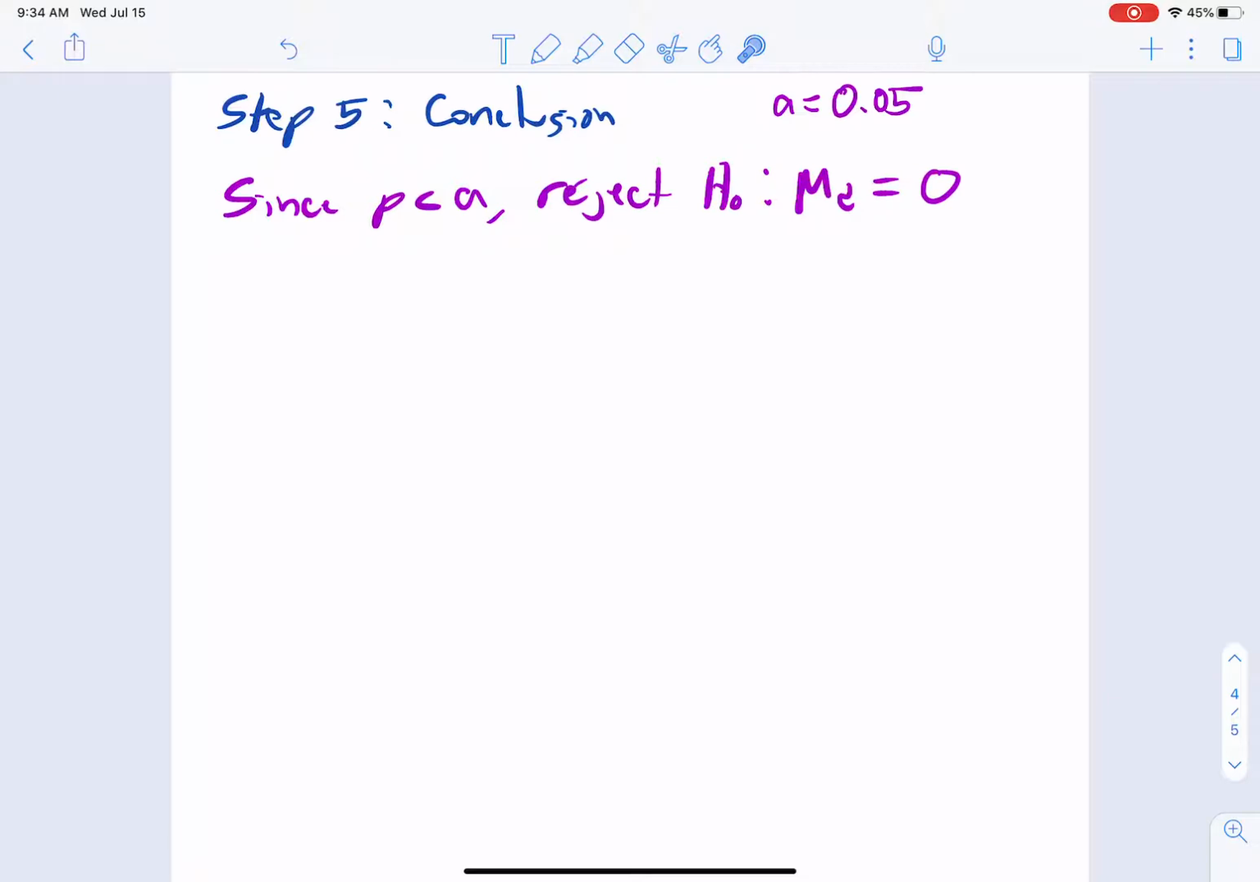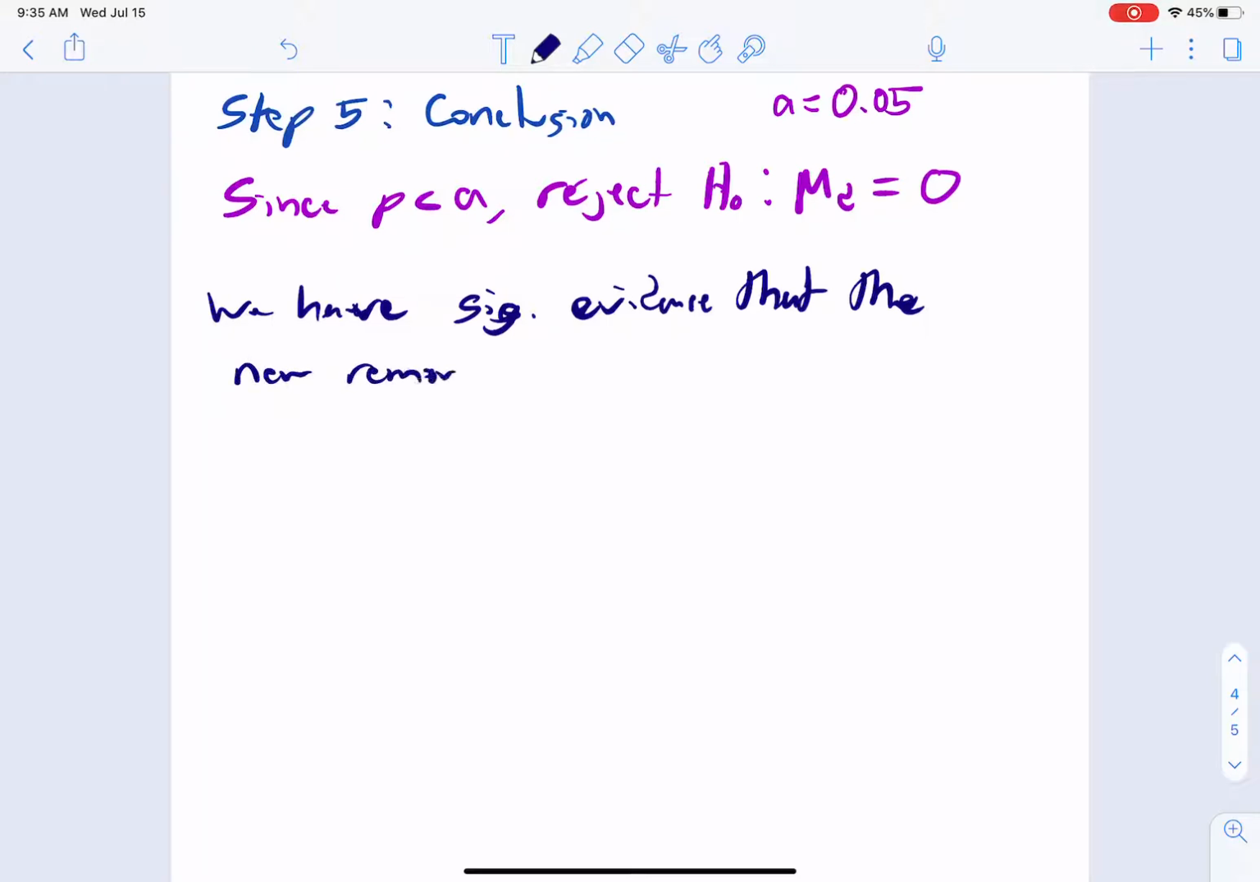Okay, so that means that we have significant evidence, and here's the English translation: we have significant evidence that the new removal method works. But by how much? Right now we only know that it does work, and that there's a difference. It decreased quite a bit. But let's figure out the range of values that the population could hold.